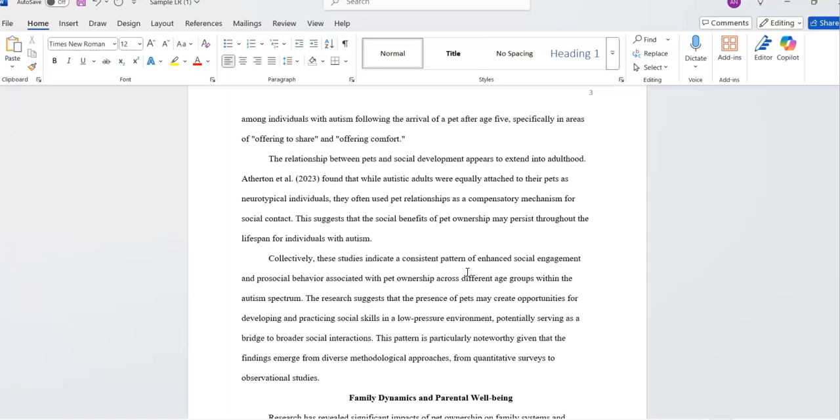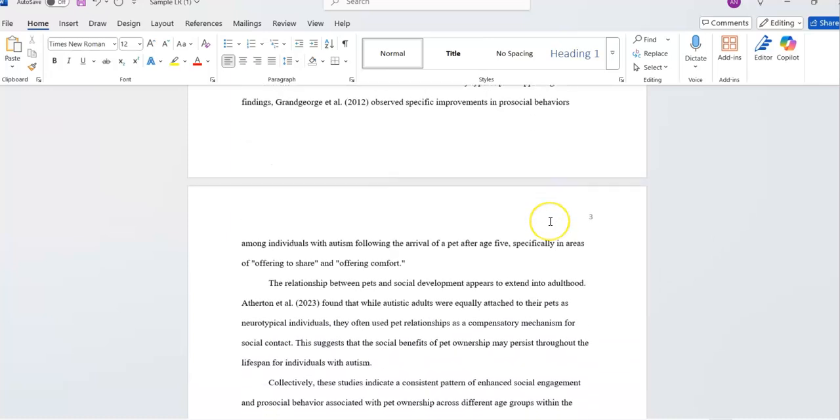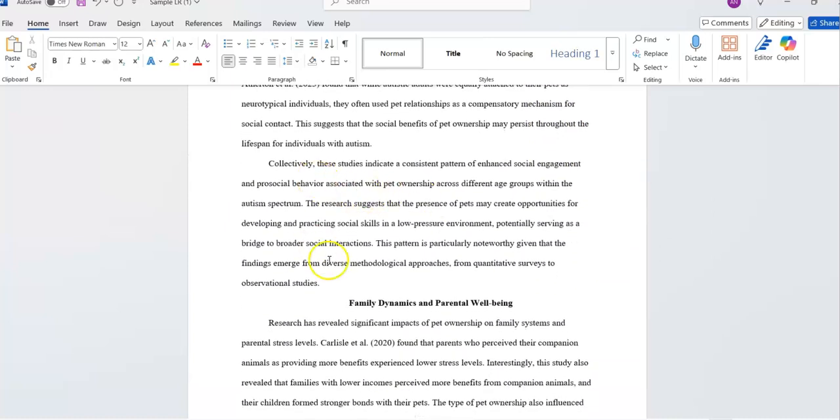So, you talk about each of the different studies that covered this topic. You're sticking with this topic right here. Now you can synthesize it all and make some sort of general statement at the end. Collectively, these studies indicate a consistent pattern of enhanced social engagement and prosocial behavior associated with pet ownership across different age groups within the autism spectrum.